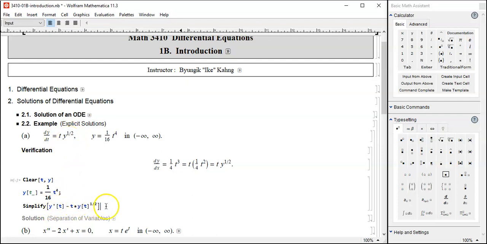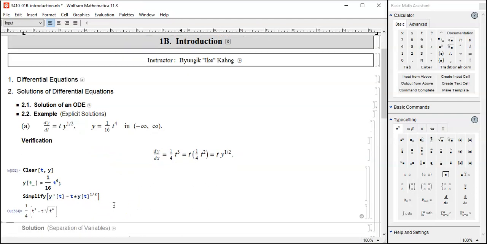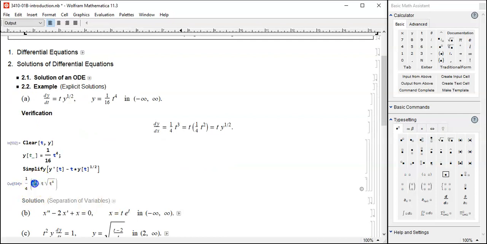t times y to the 1/2 power. So if this is correct, left-hand side minus right-hand side should be 0. Indeed. Oh, wait a minute. It's not 0. Oh, yeah, it is 0. T cubed is here, and t times, this one is t squared, t times t squared. So it should be 0.